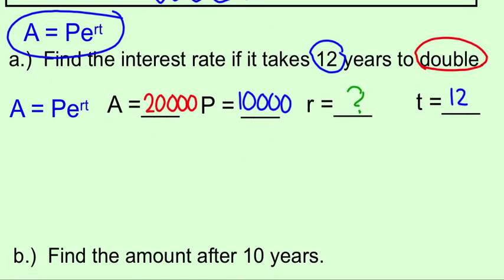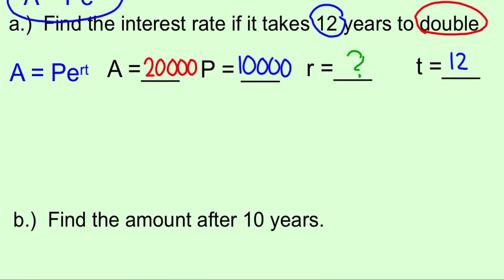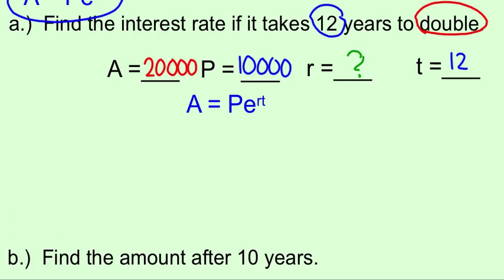So let's go ahead and plug in the pieces to our PERT equation. So here's our PERT equation. Our end amount is $20,000. Our initial amount is $10,000. E, and then raise it to the R and then T. We have to solve this equation for R.